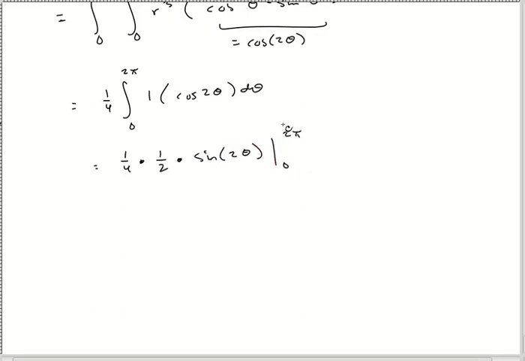And when you plug in the 2 pi, you're actually going to get a 0. And when you plug in the 0 into this thing, you're going to still get a 0. And so the whole thing went to a 0.